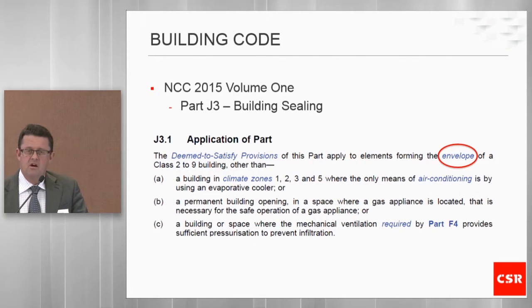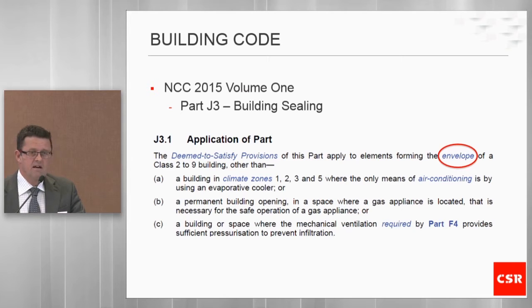Now, the building code talks about sealing of buildings. It talks about it in both Volume 1 and Volume 2, and in Part J3 of Volume 1, it talks about it being applied to elements forming the envelope of the building. So that's the external envelope of the building. It has a number of exclusions, and those exclusions are in certain climate zones, typically warmer climate zones 1, 2, 3 and 5, where for air conditioning you'll use evaporative cooling. They allow the building to be leaky.